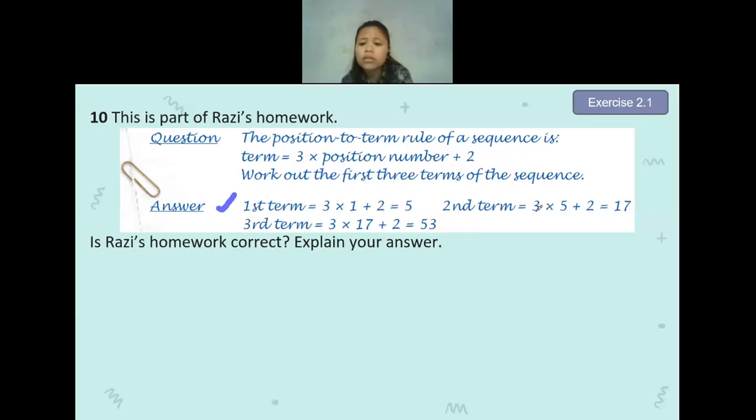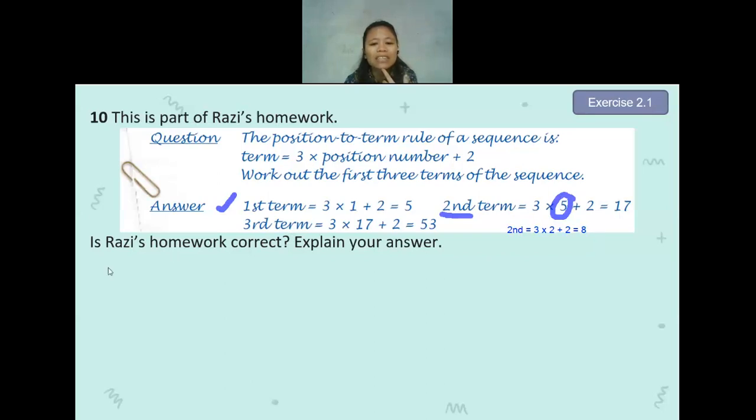Is there anyone who disagrees or agrees? For the second term, he wrote it as 5. It's supposed to be 3 times 2 plus 2. How many will it be? 3 times 2 plus 2, 8. Yeah, for the second term. So the second term, he wrote it as 5, so disagree. Now what about the third term?